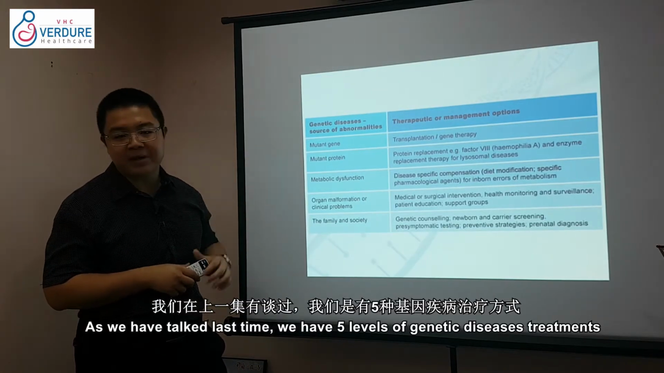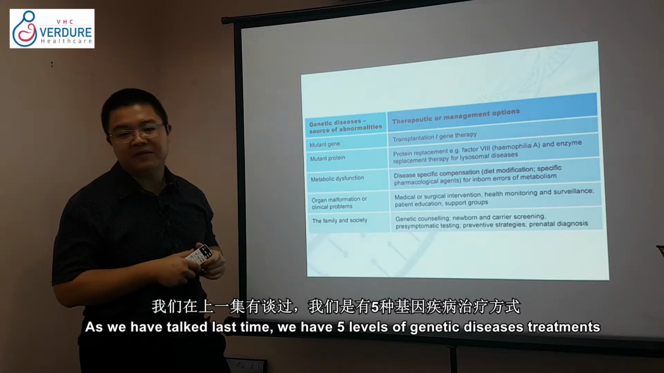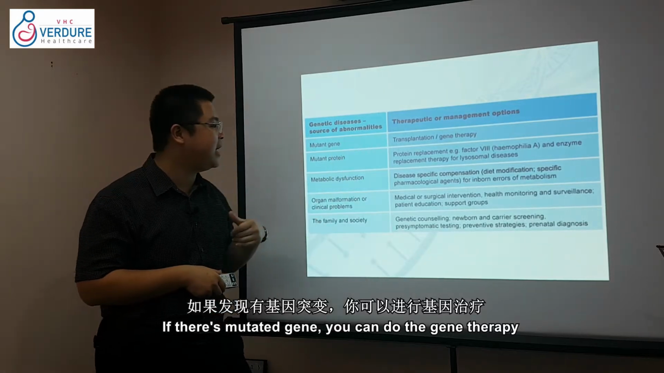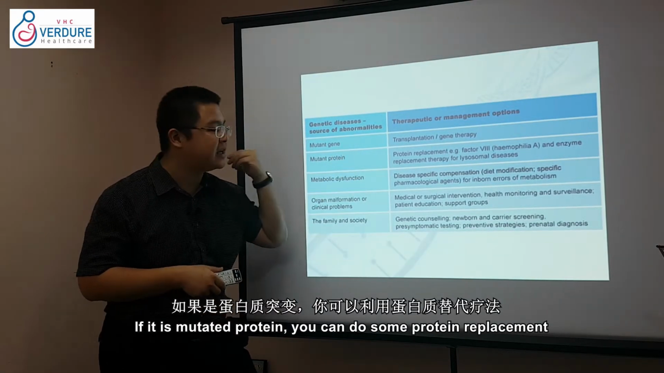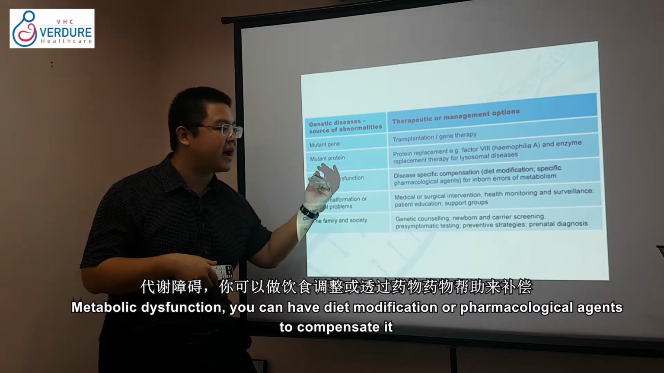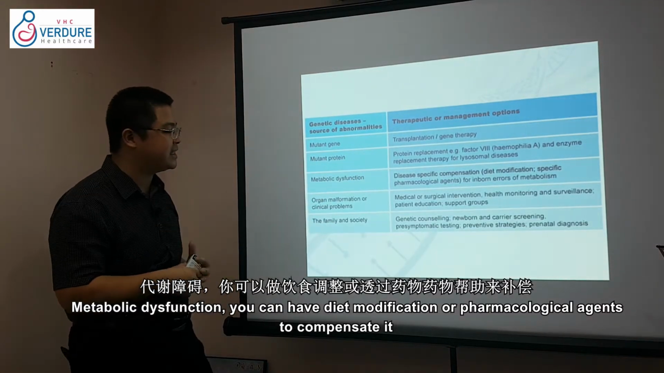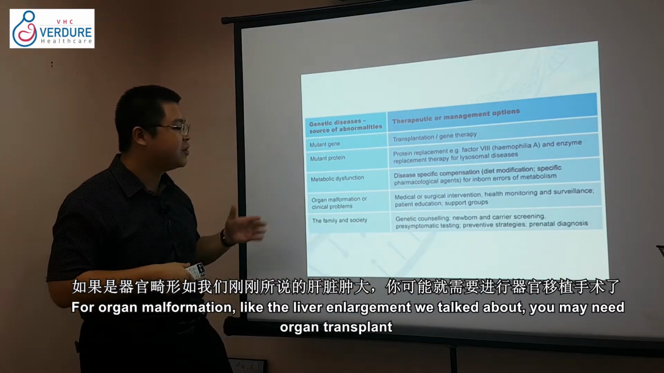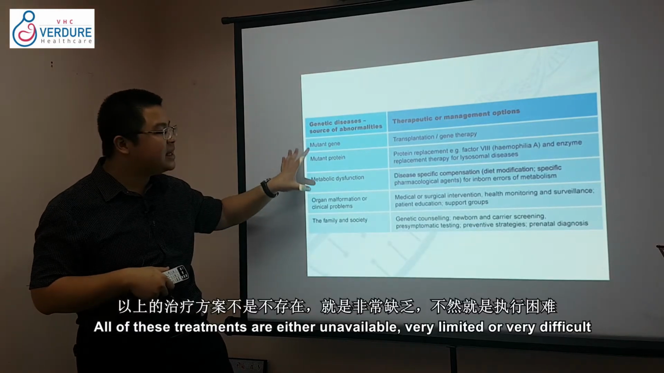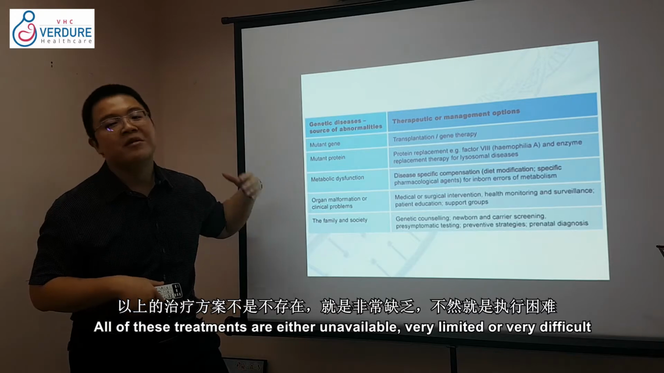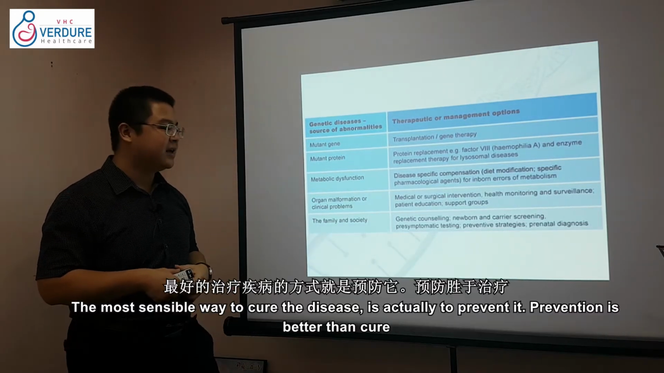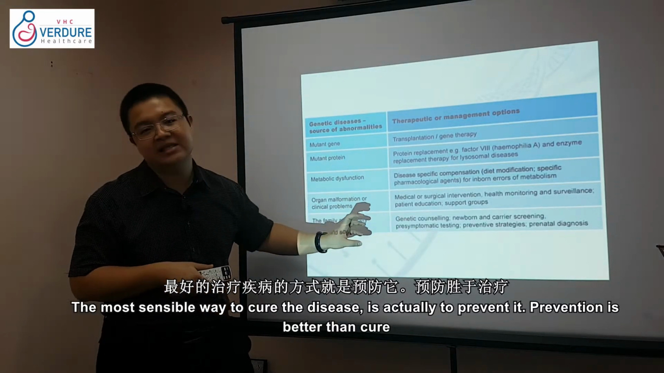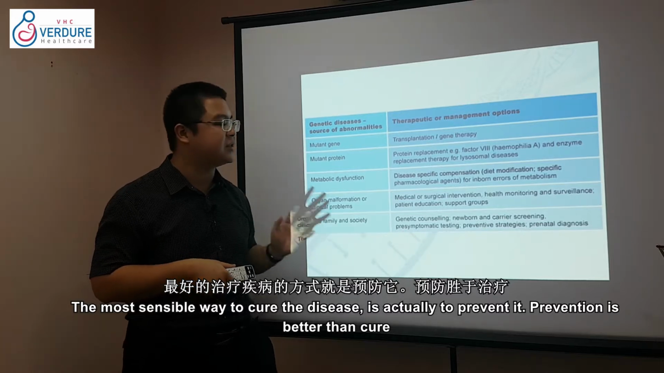Like we have talked about last time, as for the treatment of these genetic diseases, we have 5 levels of them. Mutated gene, you can do a gene therapy. Mutated protein, you can do a protein replacement. Metabolic dysfunction, you can have either diet or pharmacological agents to compensate for it. If you have organ malfunction, such as the enlarged liver that we talked about, you might need organ transplant. So all of these are either unavailable, very limited, or very difficult. So the most sensible way to cure this disease is actually to prevent it. Prevention is better than cure.